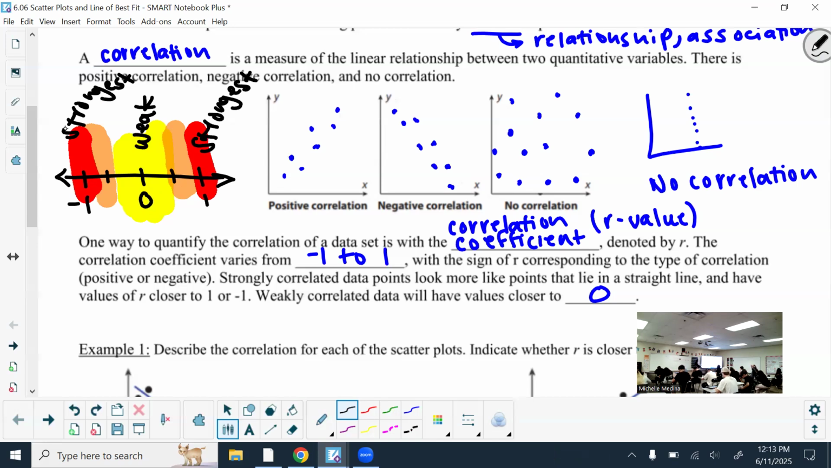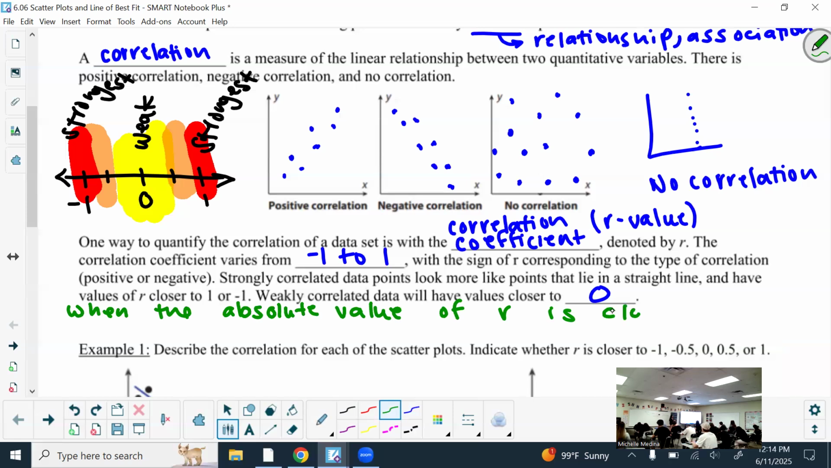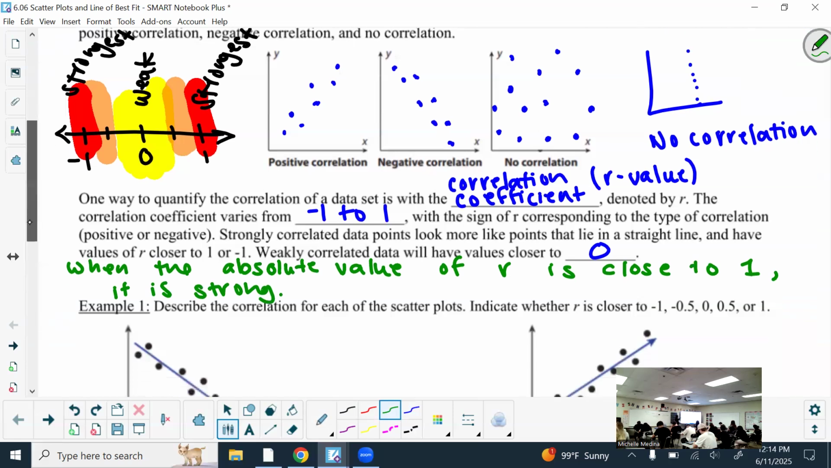So to add on to that, we're going to say when the absolute value of R is close to 1, it is strong.